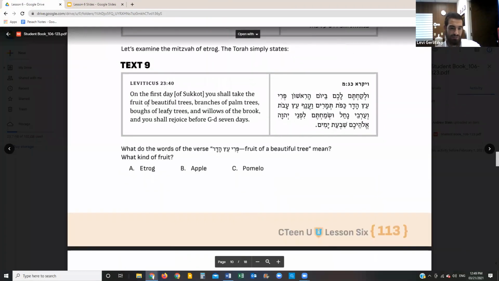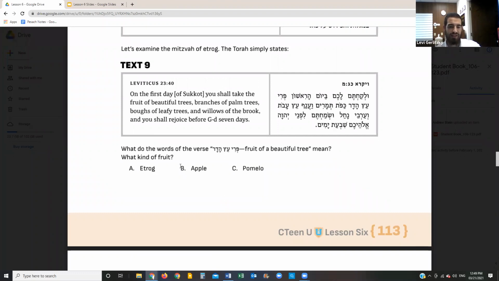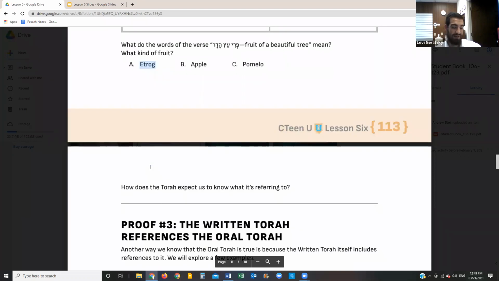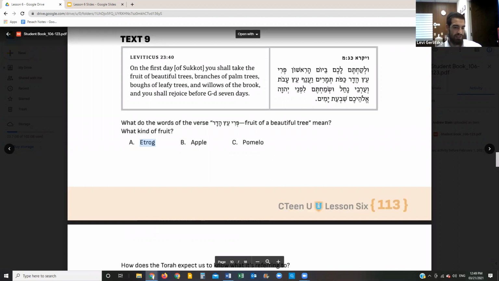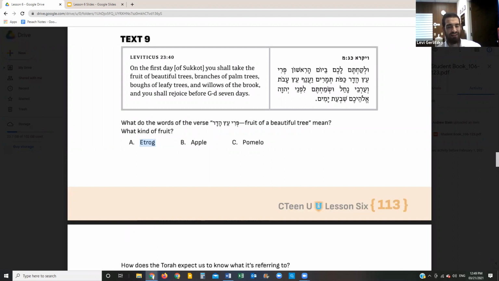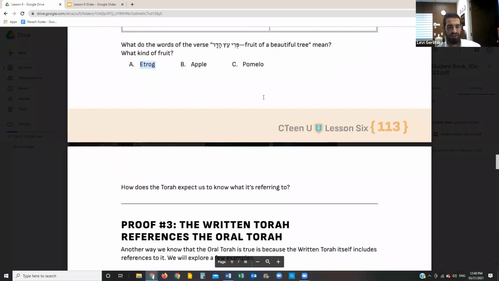So back in our student text, we have that verse from Leviticus: take on the first day a beautiful fruit, and we said it's an etrog. How do we know that? Because that is the way it was passed down. And yes, there are explanations later as to how it's hinted to in the word, because hadar, which means beautiful, also means that lives, and the etrog lives and grows on the tree year round. It doesn't have a season where it falls off the tree. It keeps growing on the tree. So there are hints to it. However, clearly the Torah doesn't state which fruit one should take.